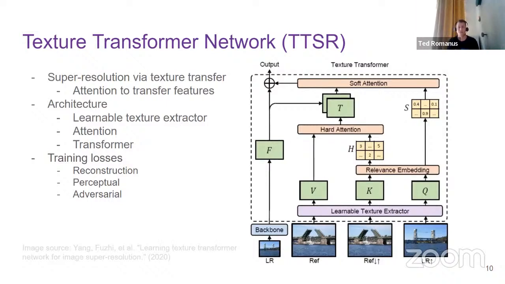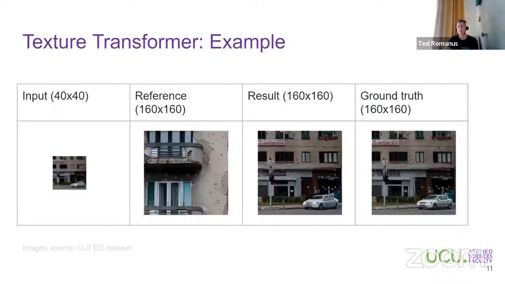First, reconstruction loss, which is a simple mean square error between the expected and actual images. Then perceptual loss, which is the distance between images in some feature space. And last, the adversarial loss to train the generative part of the network. Here's an example of the texture transformer network provided by the authors of the paper. The left image is an input image, and the network increases its resolution by transferring pixels from the reference image. And the result is shown as the third image.